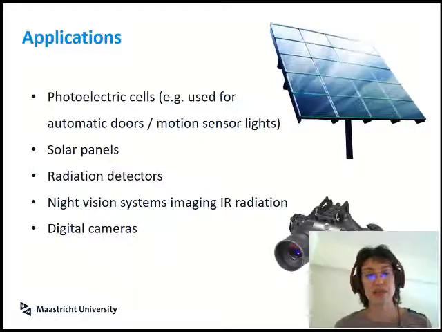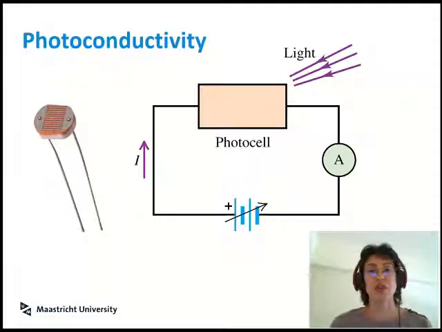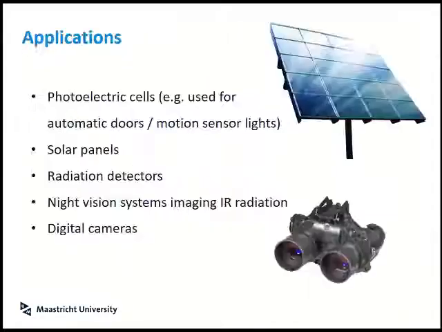So you can see here that in a circuit, if light falls onto a photocell, its resistance will change depending on the amount of light. As you get more and more light, you get more and more electrons in your conduction band, so more current will flow. And these are the kinds of things that are used in automatic doors and motion sensors, solar panels, things like that. So there are all sorts of applications for these kinds of semiconductors.